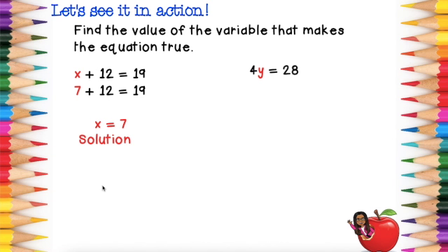Let's look at our second example. 4y is equal to 28. So we need to ask ourselves, what value can we multiply with 4 that's going to give us 28? 7. 7 is the only value that we can multiply with 4 that will give us 28. Therefore, y is equal to 7 is our solution. The only value for y that will make this equation true is 7.